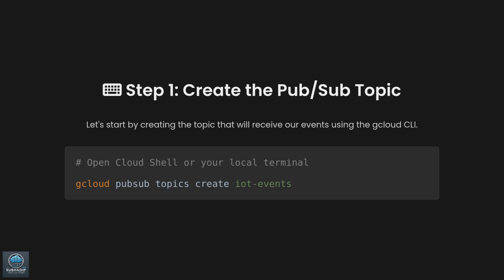Let's get practical. The first step is to create our PubSub topic. We can do this easily from the command line using gcloud. We'll run gcloud pubsub topics create, followed by a name for our topic. Let's call it iot-events.